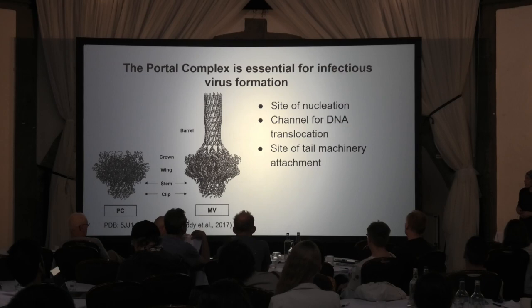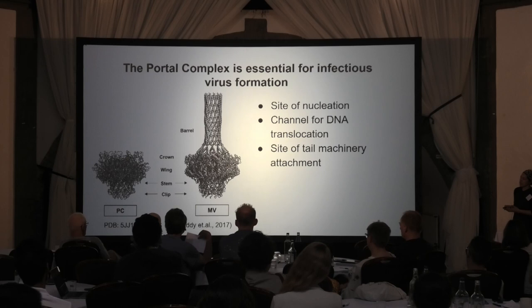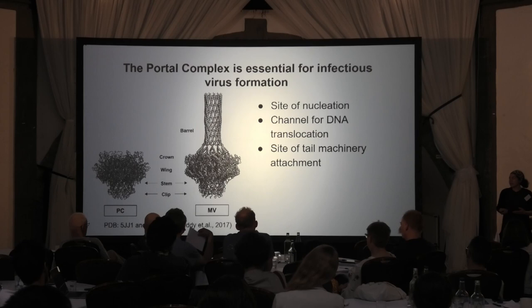But before I get into that, I wanted to discuss our key player, the portal protein, in a little bit more detail. So portal is a dodecameric ring structure, and it has two conformations, as I mentioned, the procapsid, or PC conformation here, and the mature virion, or MV conformation. Both of these structures share four domains: the clip, stem, wing, and then crown. However, the MV conformation is unique in that it has this barrel extension.